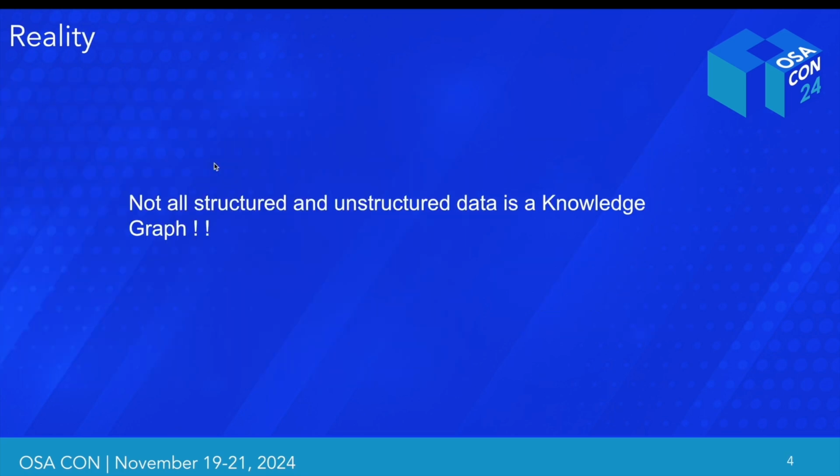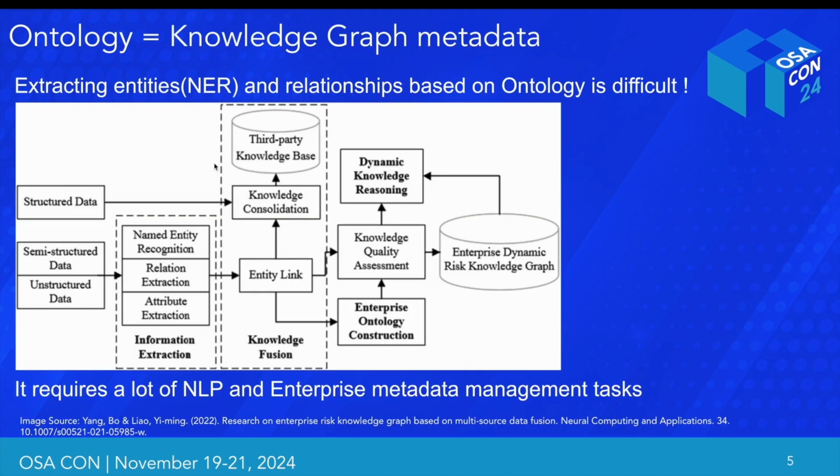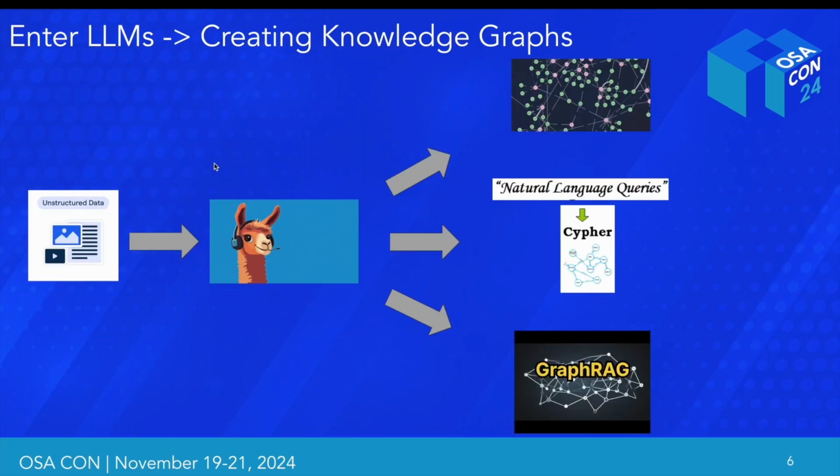But in reality, not all structured and unstructured data is a knowledge graph. On top of it, extracting ontology information using named entity recognition, or NER, and other natural language processing processes take considerable effort to extract, consolidate, validate, and assess the metadata. So all of this makes creating a knowledge graph constrained by the ontology definitions a difficult proposition so far. Now, with the advent of modern large language models, LLMs, thankfully creating knowledge graphs and querying graph databases to extract information from the knowledge graph has become a bit easier.